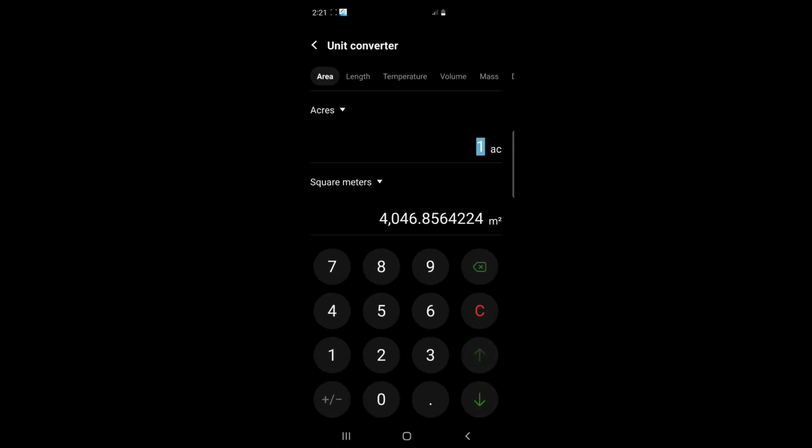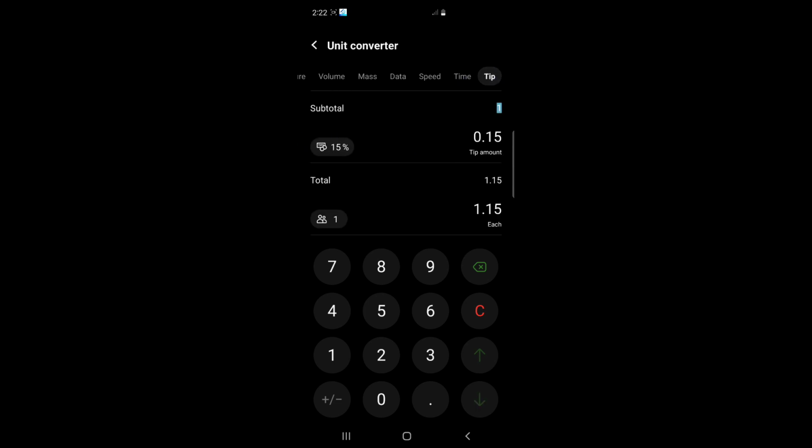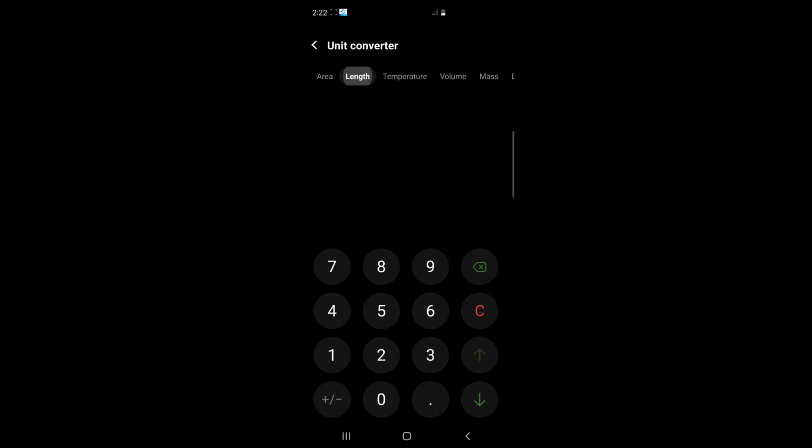If you press on it, as you can see, it has area conversion, length conversion, temperature, volume, mass, data, speed, time, and tip. That's tip, it means percentage, right? So whichever one you want to do, you are the one that will go about it. The one we need is the length, so we work with length.